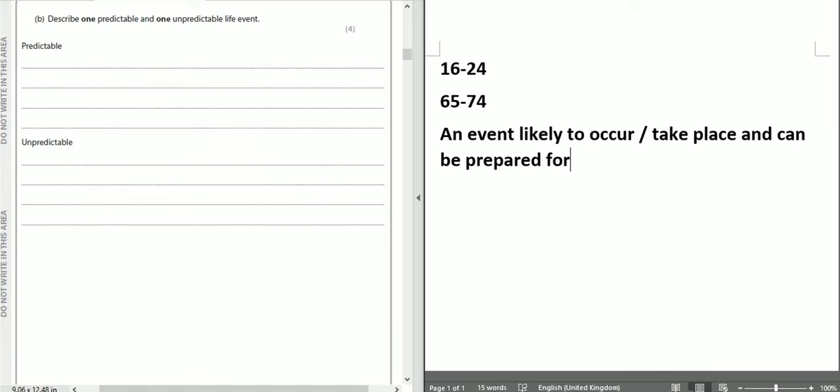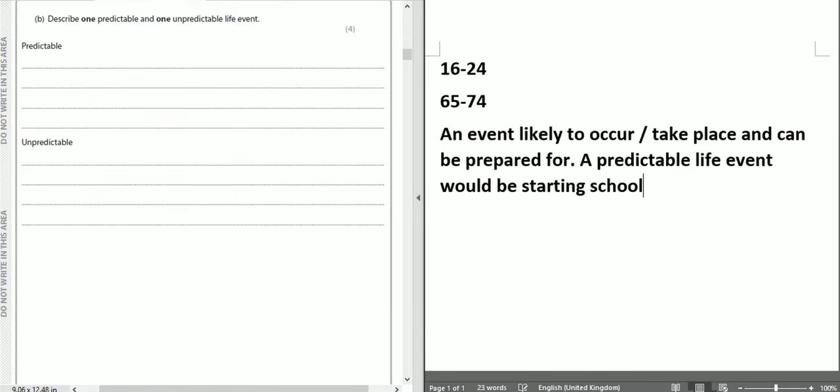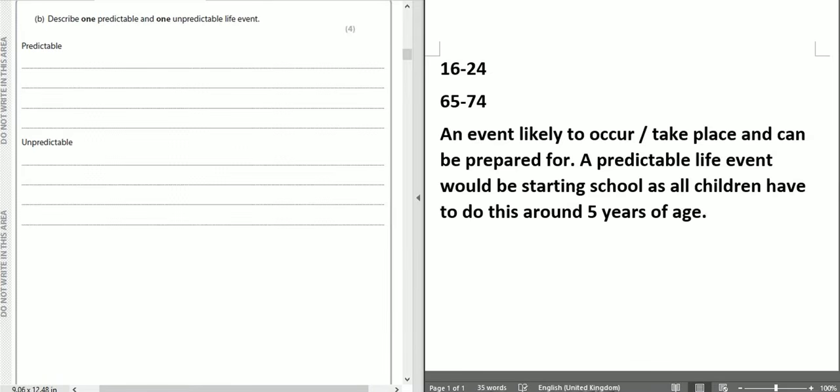So the questions ask us to describe one predictable and one unpredictable life event. So, for example, a predictable life event would be starting school, as all children have to do this around 5 years of age.